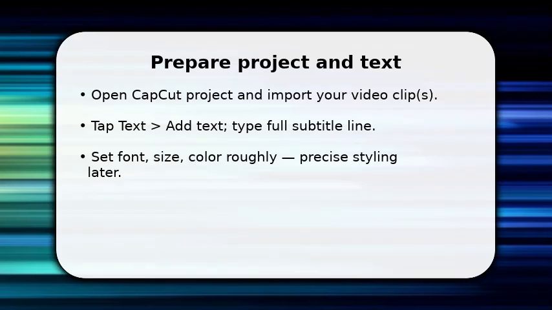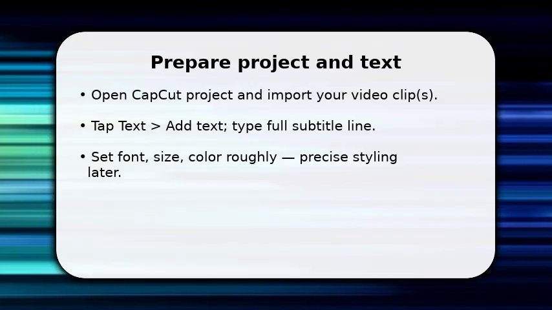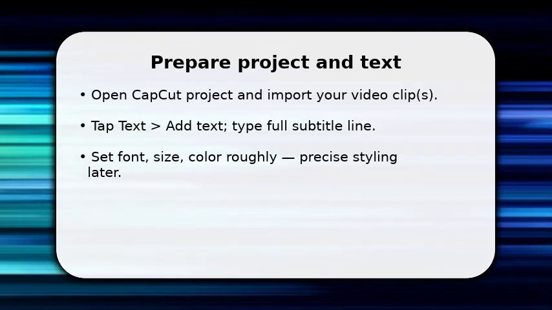You start by importing the clip and adding the subtitle text directly so you can see timing as you work. Once the text layer exists, drag it to the approximate in and out points. Make sure to split lines by spoken phrases. You'll set base font, size, and color now so the highlight contrast is visible.